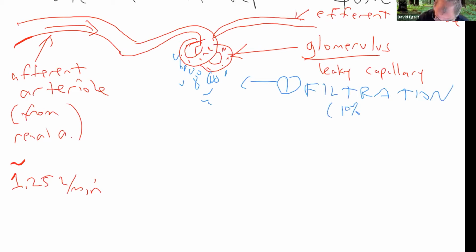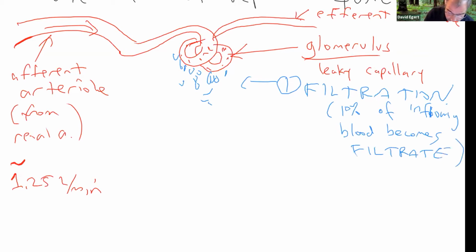It's around 10% of inflowing blood becomes what we call filtrate. So this filtration is going to be about 10%. This is going to be water, obviously, and then small dissolved solutes. Big stuff like cells and large blood proteins don't get through, but small solutes do.